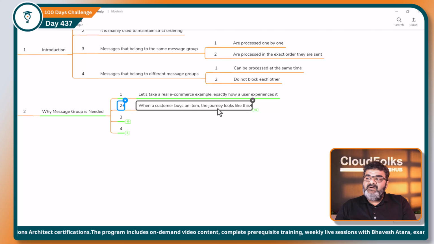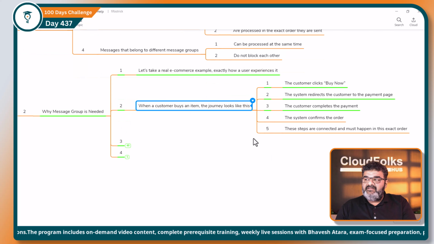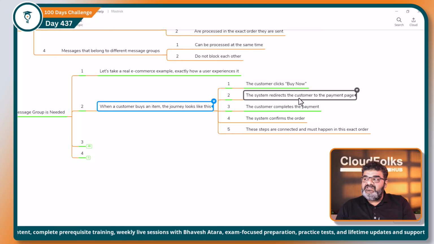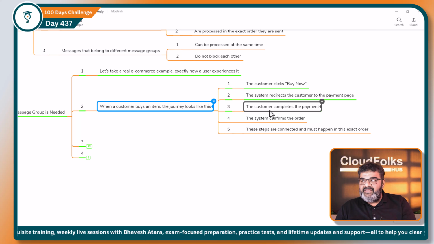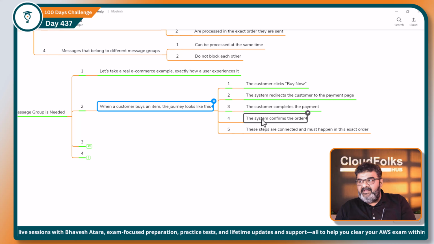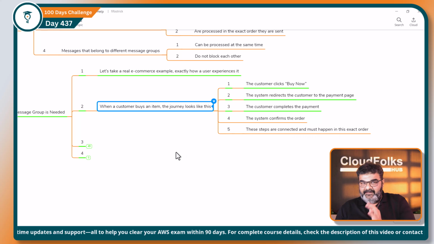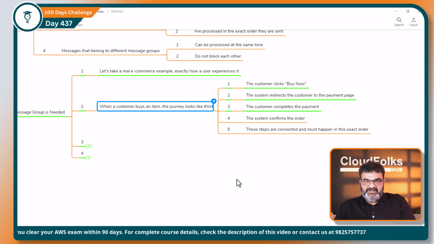When a customer buys an item, the journey looks like this. The customer clicks on buy now. The system redirects the customer to the payment page. The customer completes the payment. The system confirms the order. These steps are connected and must happen in the exact order, right? Because this is actually the customer's journey.